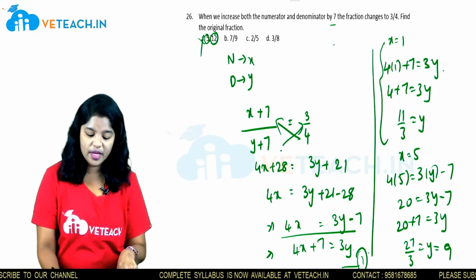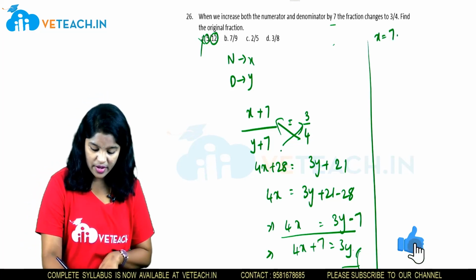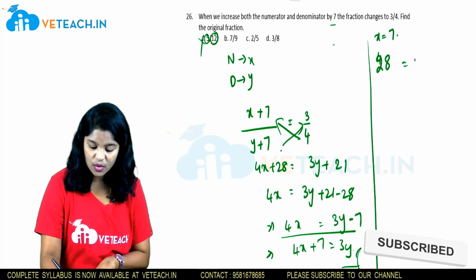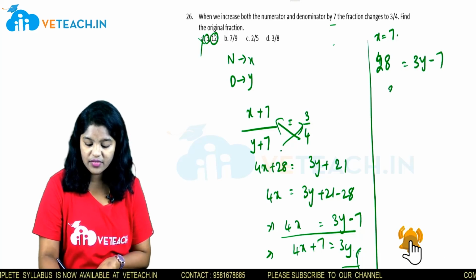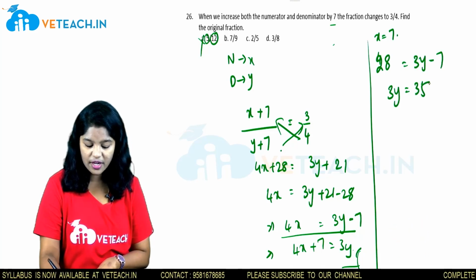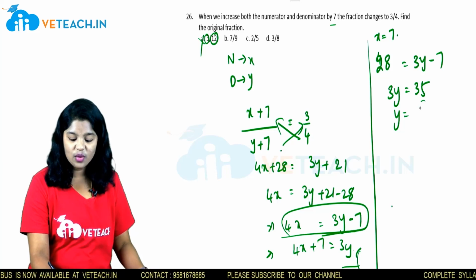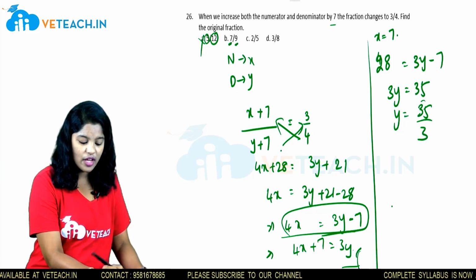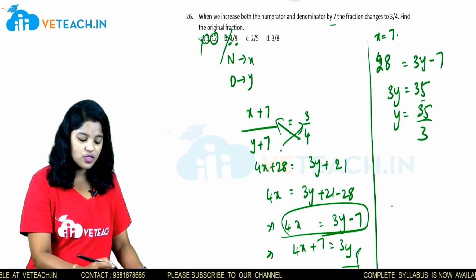Similarly check option B. Take x is equal to 7. We will get 4 into 7, 28 is equal to 3y minus 7. So 3y is equal to 35. y is equal to 35 by 3. But when x is equal to 7, the y value should be 9. So option B is also wrong.